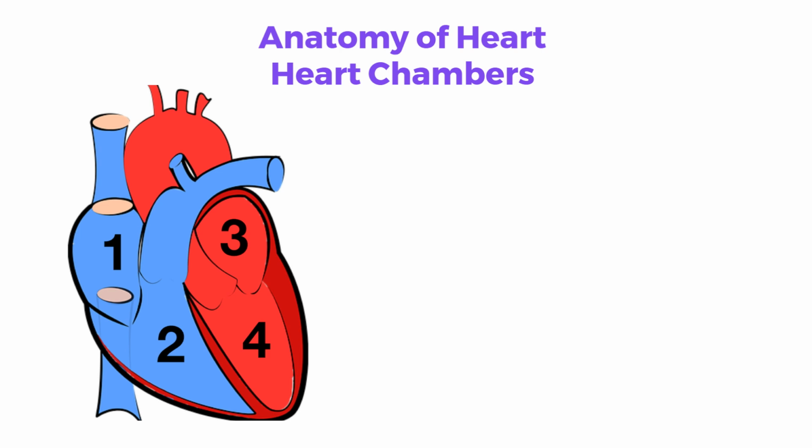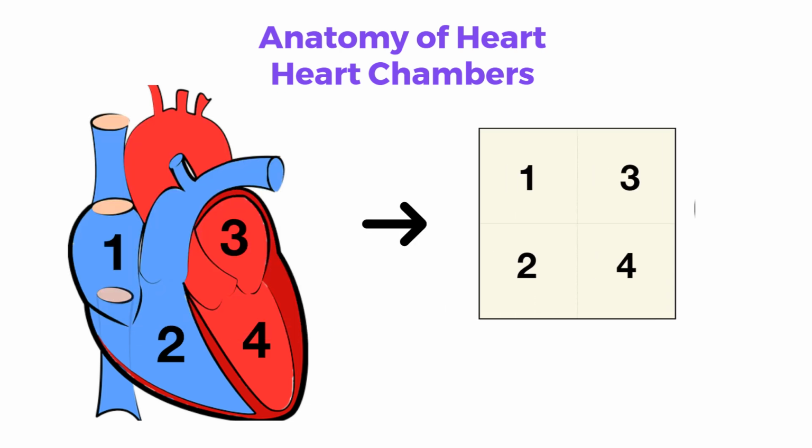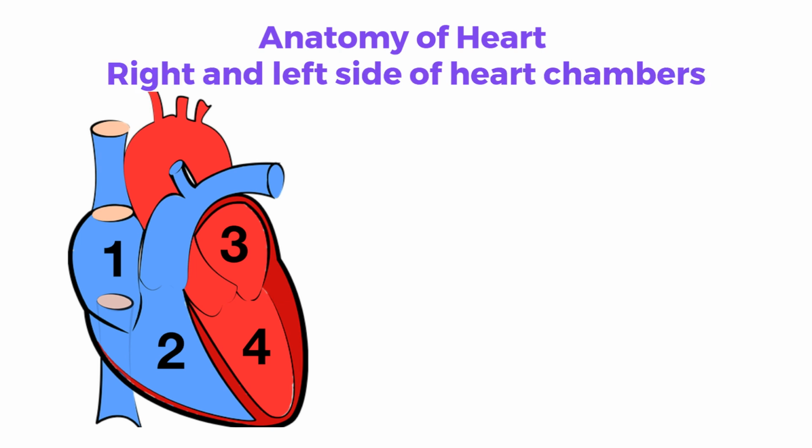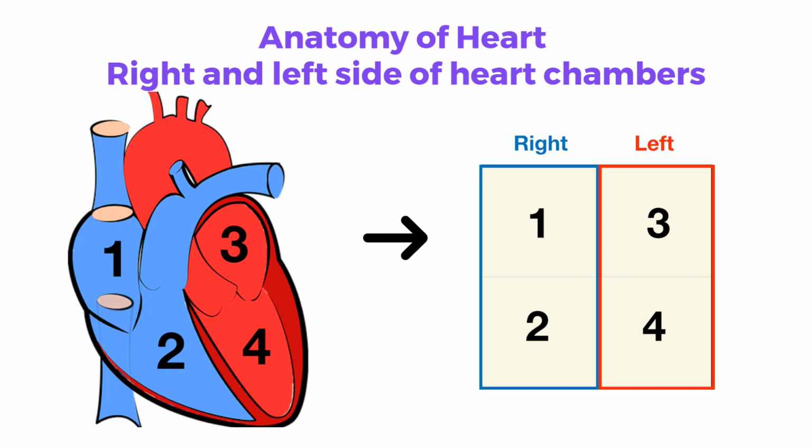The heart has 4 chambers, labeled 1 to 4 on the diagram below. To help simplify things, let's convert the heart into a square shape. The 4 boxes represent the 4 chambers of the heart. Heart is divided into 2 sides. Right side that is shown blue in color, as it carries deoxygenated or oxygen-deficient blood. Whilst left side is represented red in color, left side helps to carry oxygenated or oxygen-rich blood.